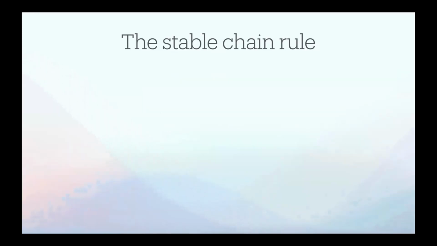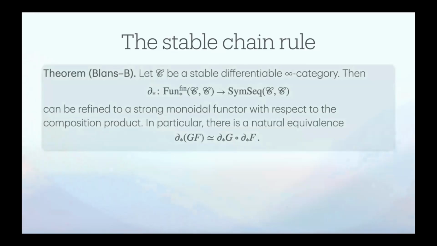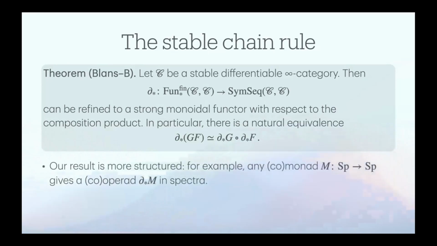So, well, that is the first thing that we proved. We showed that if we have a stable infinity category that's also differentiable and is Goodwillie, as in a few slides back, then indeed one can show that these derivatives become a strong monoidal functor. And in particular, that one also has a Faà di Bruno formula for the derivatives.